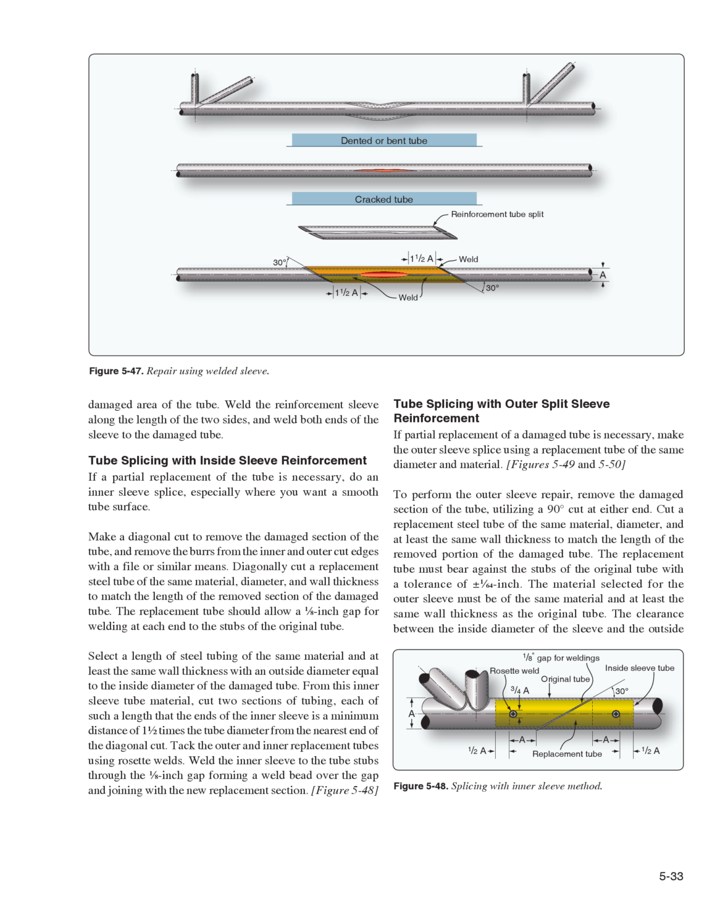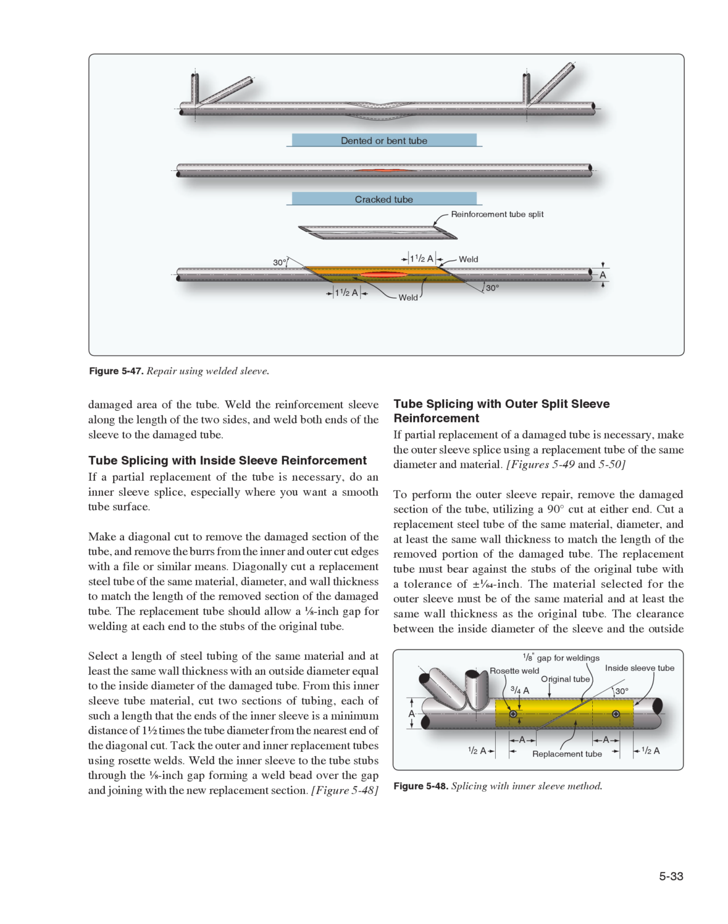Select a length of steel tubing of the same material, and at least the same wall thickness, with an outside diameter equal to the inside diameter of the damaged tube. From this inner sleeve tube material, cut two sections of tubing, each of such a length that the ends of the inner sleeve are a minimum distance of 1.5 times the tube diameter from the nearest end of the diagonal cut. Tack the outer and inner replacement tubes using rosette welds. Weld the inner sleeve to the tube stubs through the 1/8 inch gap, forming a weld bead over the gap and joining with the new replacement section.